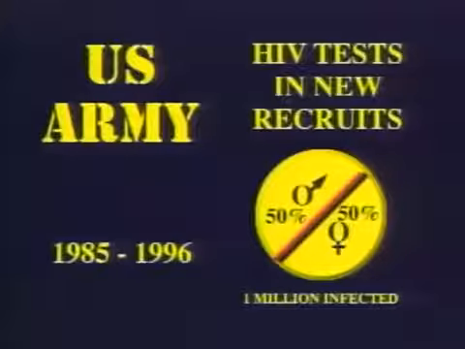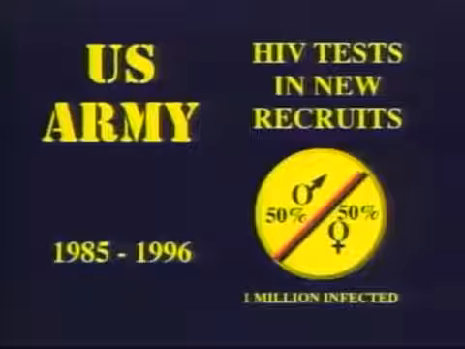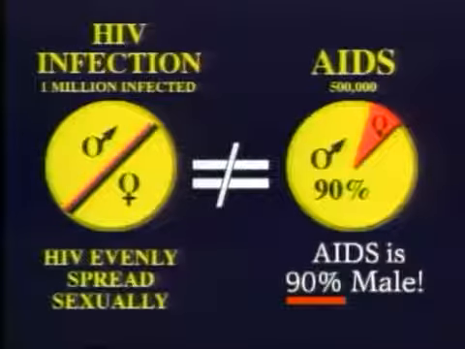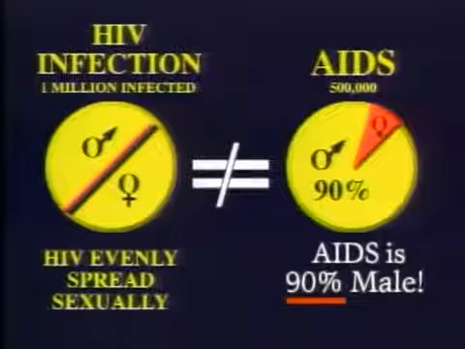When the U.S. Army began testing new recruits for HIV in 1984, they discovered an amazing fact. HIV infection was evenly spread between males and females 50-50, and it's remained that way since then. It should follow that AIDS would be 50% male and 50% female. Yet 9 out of every 10 people who develop AIDS continue to be male. A germ-related disease should be spread evenly between the sexes, and though HIV is evenly spread, 90% of all U.S. AIDS cases develop only in males.